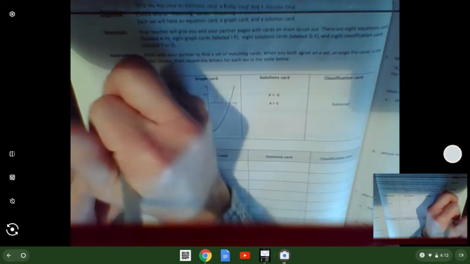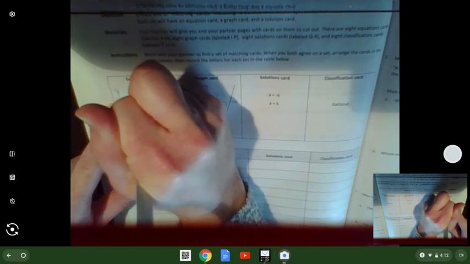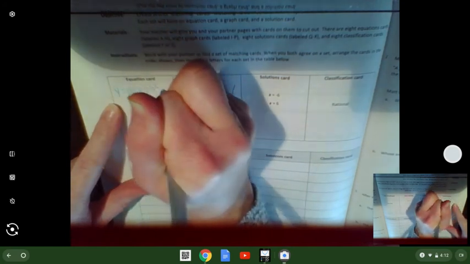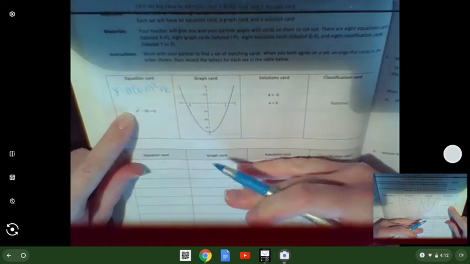Okay, first, if I think about my general form for identifying transformations of a quadratic, I don't have any A. I don't have anything flipping my graph over or adjusting the width, so I can leave it.